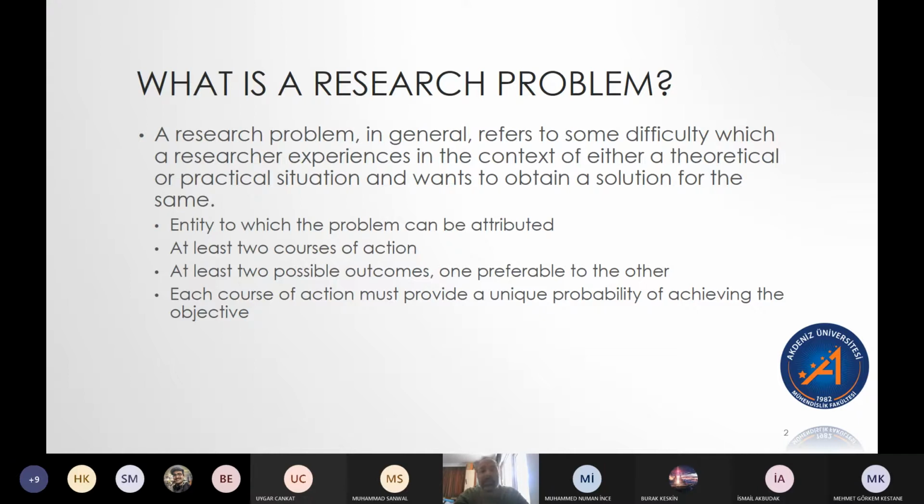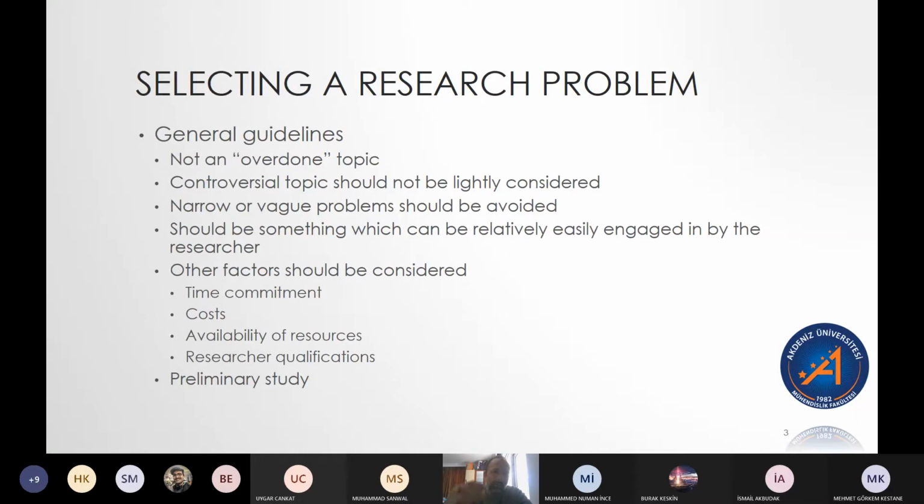Now, this is not to say that we know these things at the beginning. This is not to say that at the beginning of our research these things are all known. It's just that the problem must have these characteristics in order to be considered a research problem that we may want to study. Okay.